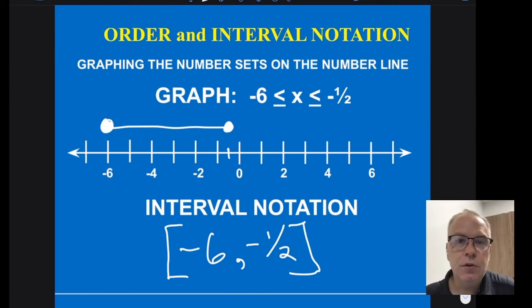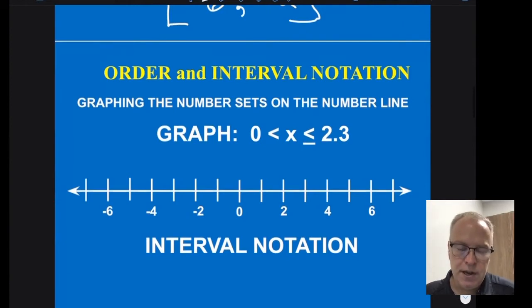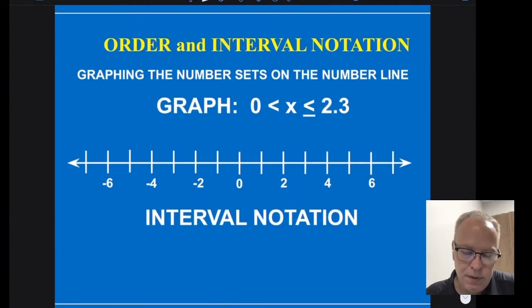If it's a closed circle, you use a bracket. See, I get that question a lot. If it's an open circle, what do you use? A parenthesis. Closed circle, bracket, open circle, parenthesis. Let's go to this next one. It's got one of each. So this answer is going to look really bizarre.